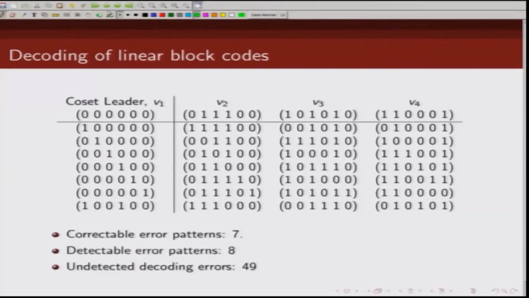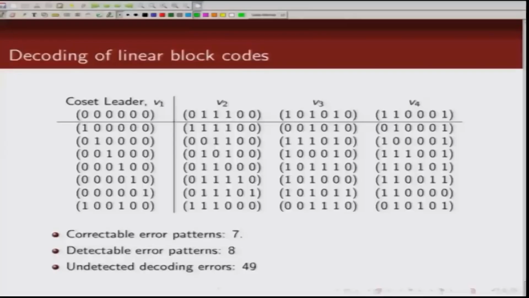Now, let me explain what I mean by correctable error patterns, detectable error patterns, and undetected decoding error. Out of all possible error patterns, which are the error patterns that are correctly decodable? If you choose your coset leader to be the one which has the least Hamming weight, the least number of ones, and make that error pattern your coset leader, then you can correctly decode those error patterns.